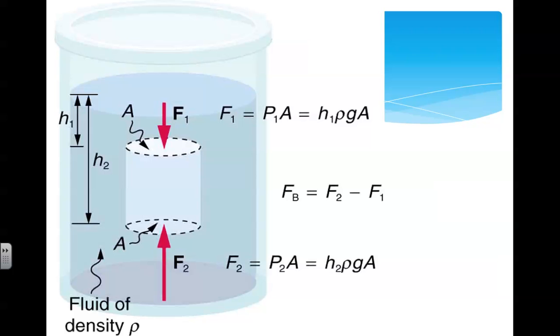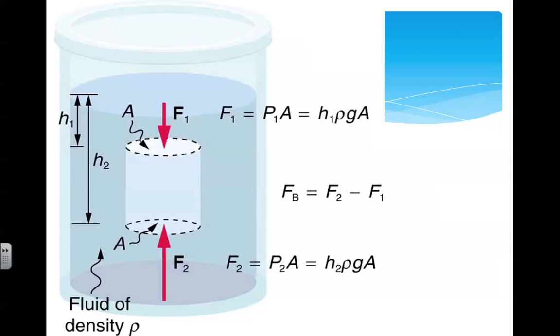Because there's a difference in pressure above and below the cylinder, as well as a difference in force above and below, we can say that a net force exists on the cylinder in the upward direction because F2 is greater than F1. We call this net upward force a buoyant force, F sub B, which is the difference between the force upward, F2, and the force downward, F1, or F_B equals F2 minus F1.